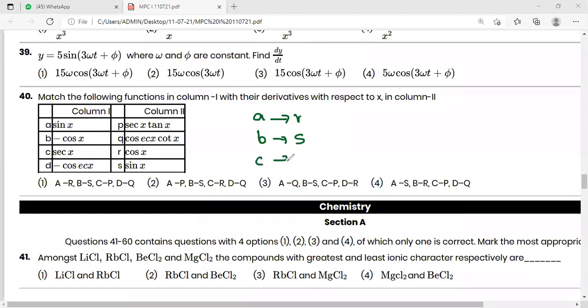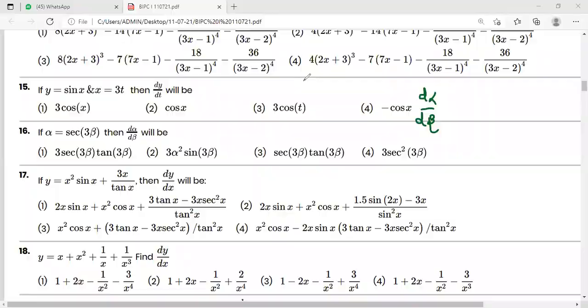Next C. Secant x derivative will be secant x tan x only. So that is P. And for D, minus cosecant x. Cosecant x derivative will be minus cosecant x cot x. So already in the given function only minus is given. So it is cosecant x cot x. So D gives rise to Q only. Based on that, what is the correct answer? First option only, B to S, C to P, D to Q. First option only will be correct.